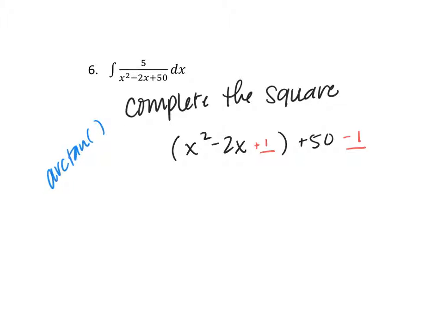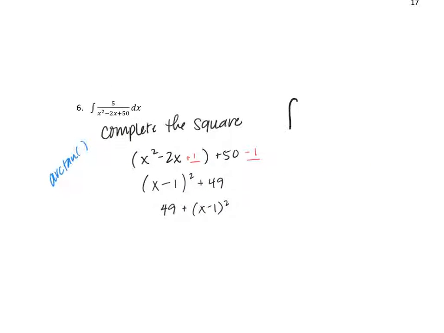So the parentheses here become x minus 1 squared, and then I get plus 49, which is nice. I'm going to rewrite this as 49 plus x minus 1 squared. So now when I go back and I do my new problem, I'm going to pull the 5 out, and this becomes 1 over 49 plus x minus 1 squared dx. So I can say, all right, what's u? So u prime is nice and 1.